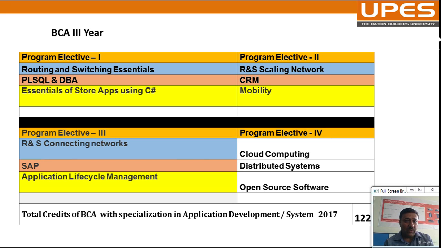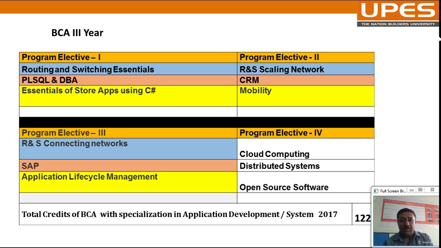So this is a list of our program electives. If you say program elective 1, we have Routing and Switching Essentials as one paper. This is based upon Cisco. Second one is PL/SQL and DBA curriculum provided by Oracle itself, and Essentials to Store Apps using C#. This is syllabus provided by Microsoft itself.